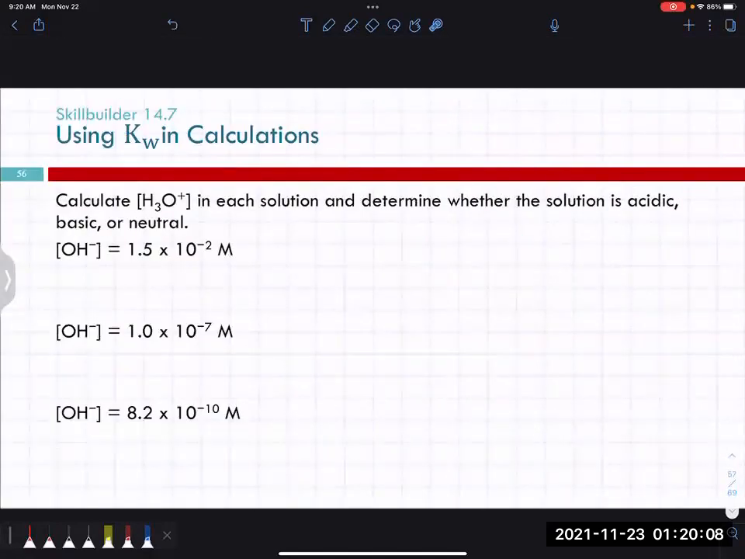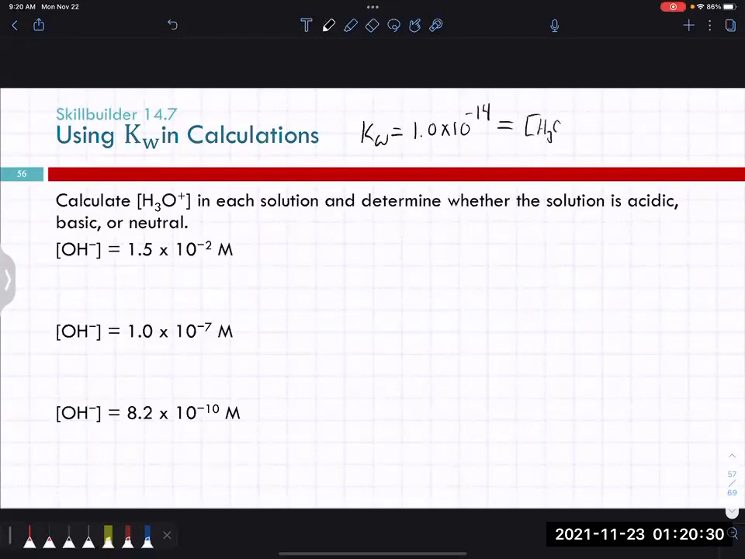All right, so if we calculate the hydroxide or hydronium concentration in each of these solutions and determine whether the solution is acidic, basic, or neutral. And really the key for this is that Kw equals 1.0 times 10 to the negative 14, which is equal to the concentration of H3O plus times the concentration of OH minus.